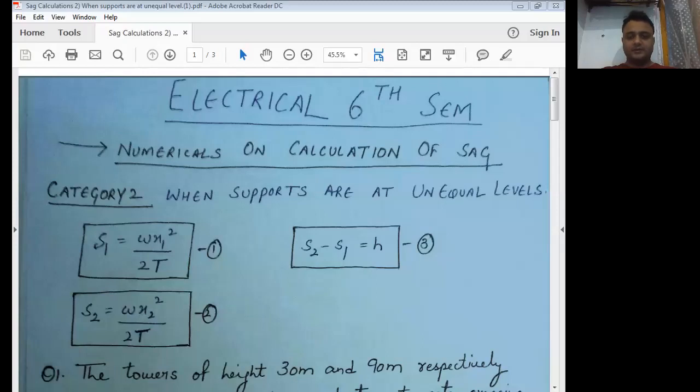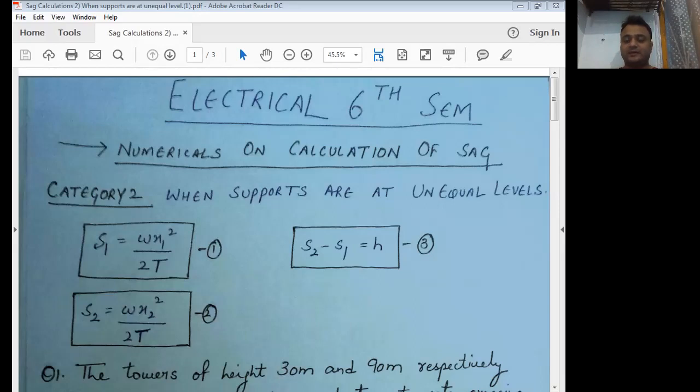Hello students, today in this video we will discuss numericals for sag calculations in category 2. In the previous video I covered the category 1 numericals, which are the numericals for when the supports are at equal level. So category 2 numericals are for when these supports are at unequal levels. So before solving the numericals, we have to understand the difference between the two categories.